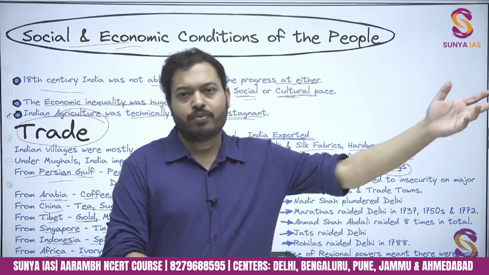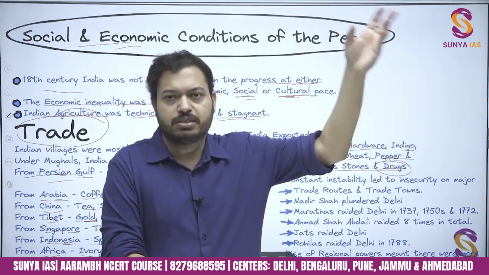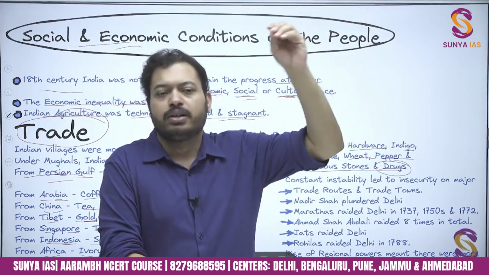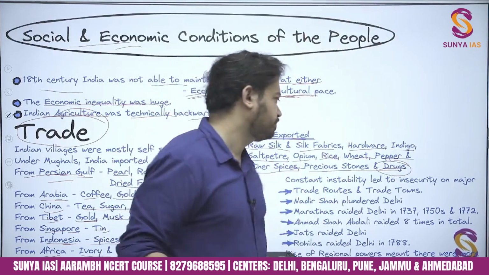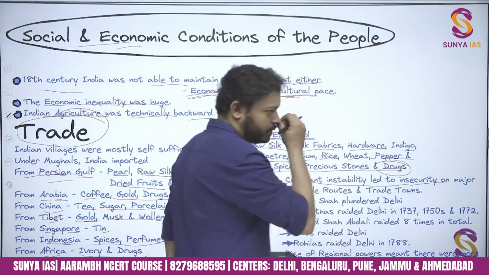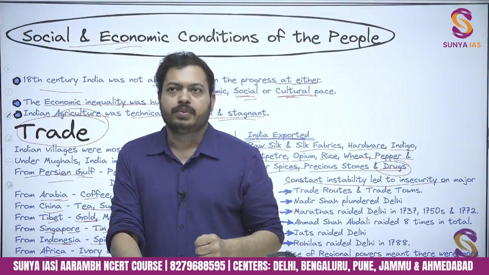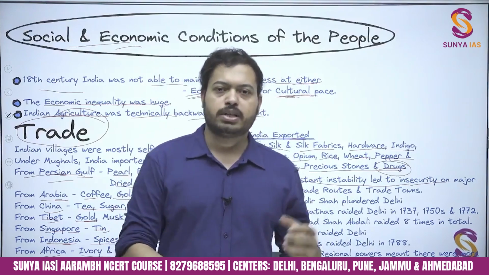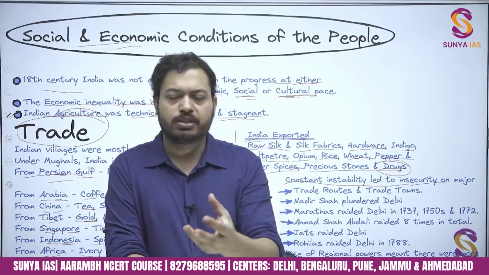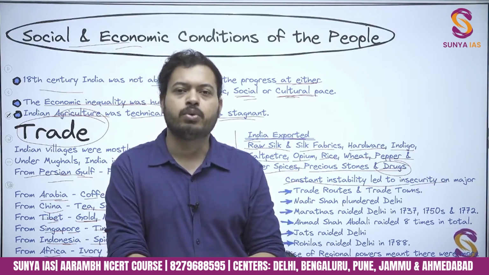In the long run, obviously, I'll give you a basic idea that we became, or we were made by the Britishers, the exporter of raw material, but that will happen later on, not right now. Okay. Now, constant instability led to insecurity. Now, what is this instability I was talking about? So again, I have told you that one of the major problems was the rise of small territories, small kingdoms, small princely states, and these small kingdoms and princely states meant more insecurity.